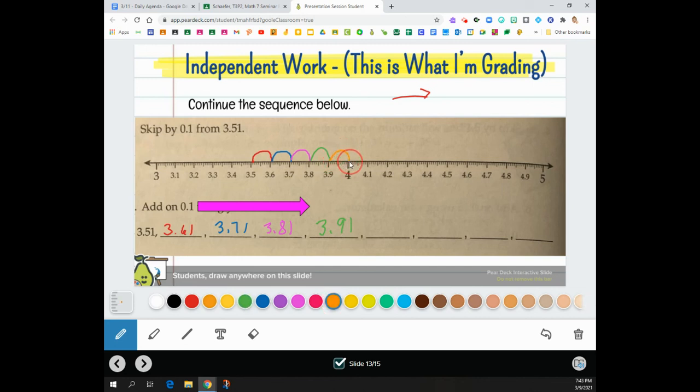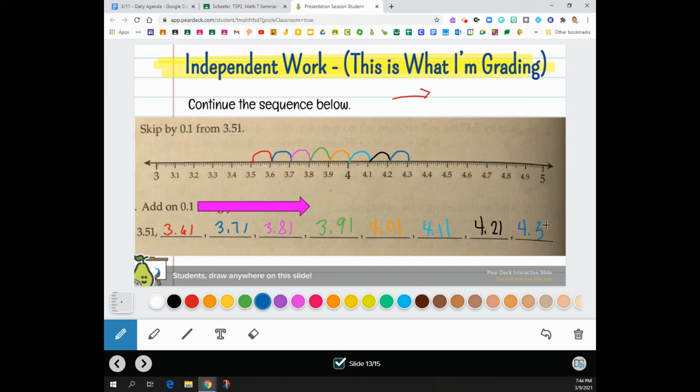I'm right after the 4. 4.01. 4 is like 4.0. And then I'm adding the 1 on, one extra little jump. 4.11. 4.21. And my last one is going to land on 4.31.